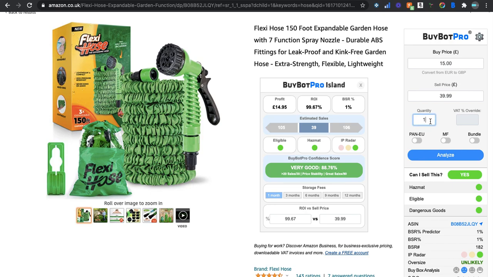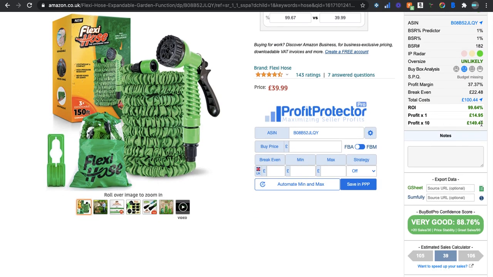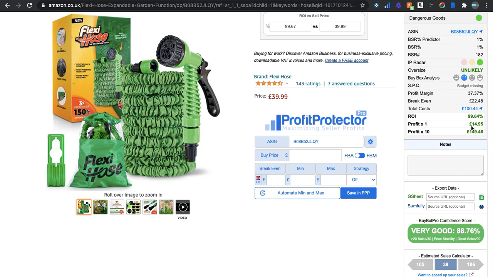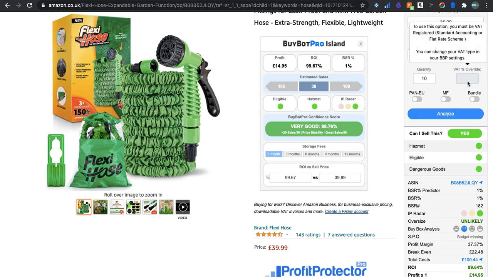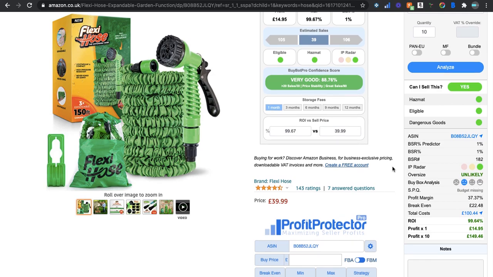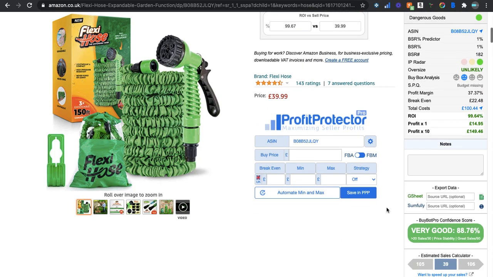So the quantity here, if you had 10 and you wanted to work out how much profit you'll make for selling 10, you can type in 10 there and you can see £149 profit would be for selling 10 of these, 99.64% ROI. So that's a nice little touch as well. VAT override, if you're VAT registered, then you can type that in, do the override. I'm not going to go into absolutely everything here. I've got loads more videos on my channel explaining how to use this, but you can see it all there, total cost and everything like that. It works it all out for you. So that's all great there.